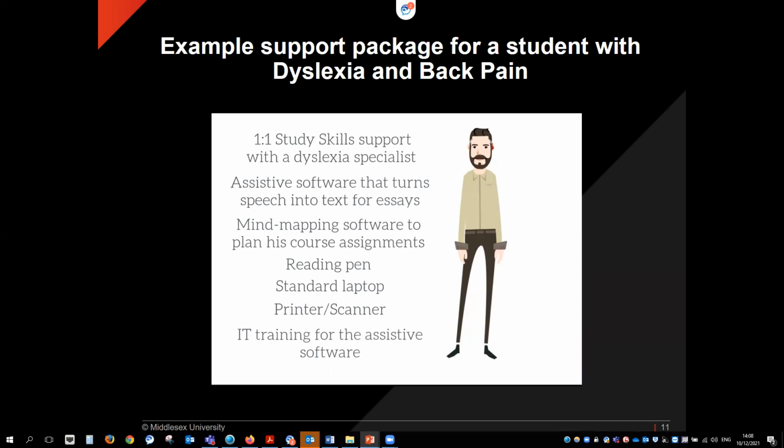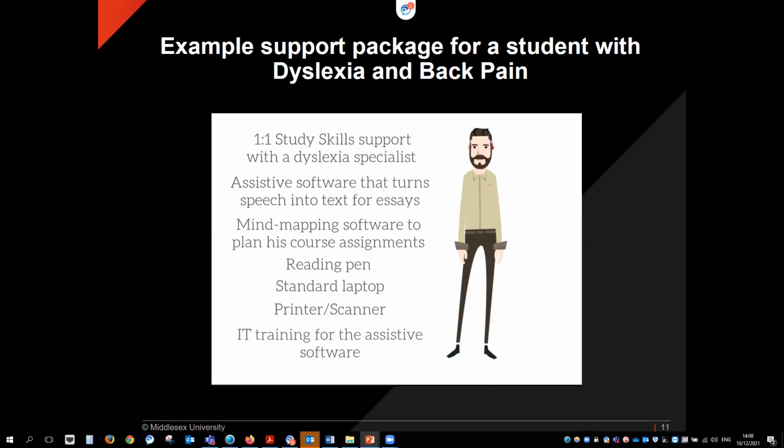The student will receive a lot of assistive software, for example, software that turns speech into text. So the student doesn't have to worry about, oh, how do I start my assignment? But they can just speak to the computer and the computer will type it for them. Students with dyslexia often say, well, I know how to answer questions. I just have a mental block when it comes to writing. So this software, it's called Dragon, will help the student to answer questions or start their essay by just speaking to the computer, and the computer will type it up for them.